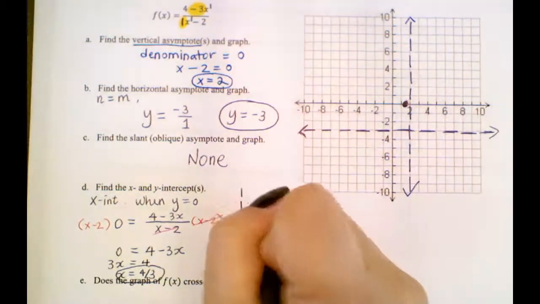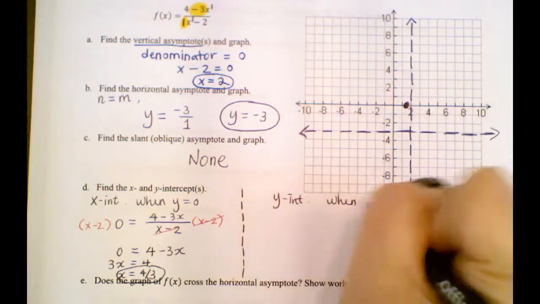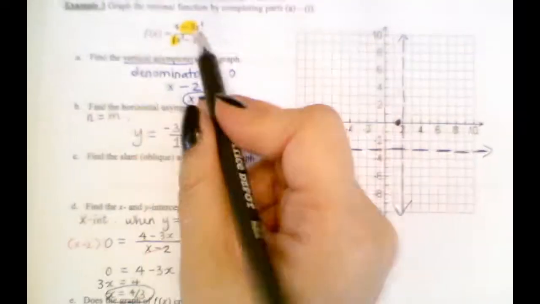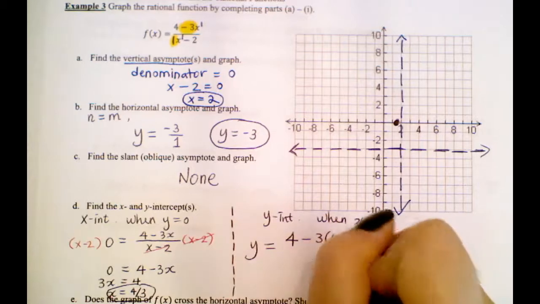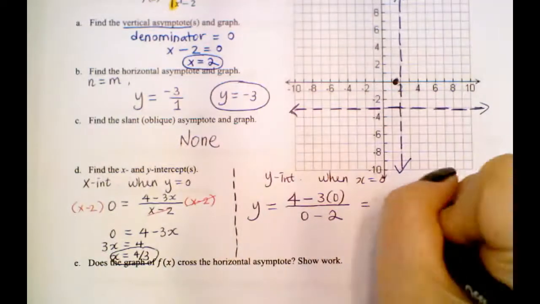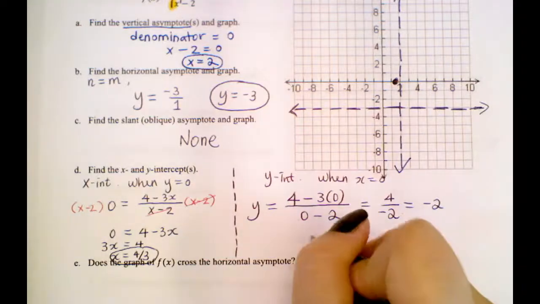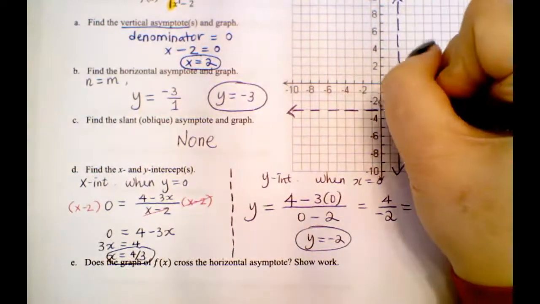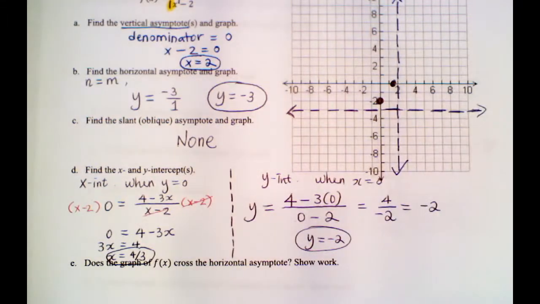Let's find the y-intercept. Now, the y-intercept is when x equals 0. This one is going to be a little bit easier for us to solve. So plug in 0 for x, okay? That will be y equals 4 minus 3 times 0 divided by 0 minus 2. Let's simplify this. That will be 4 over negative 2. So the y-intercept is at y equals negative 2, okay? Right here, right there. So that's it for part C.